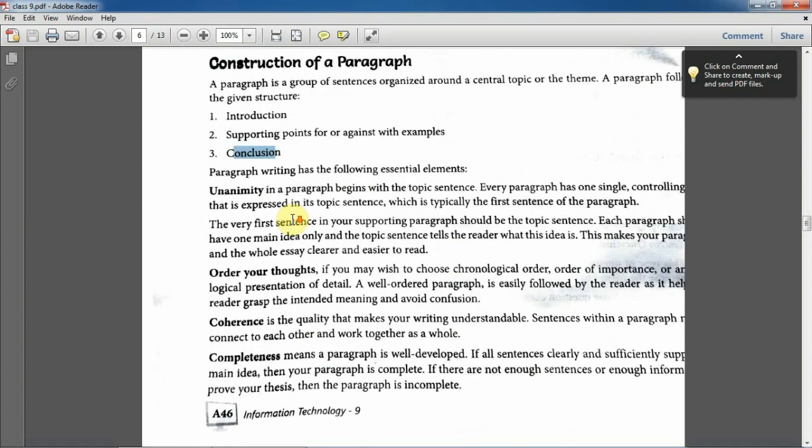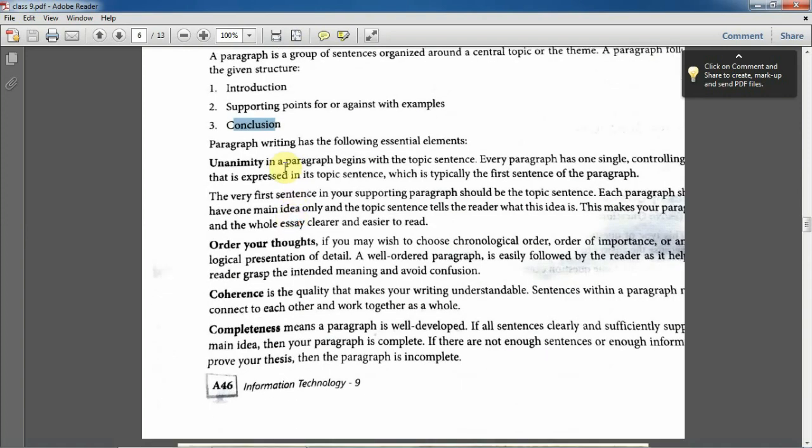Paragraph writing has the following essential elements. Unity: a paragraph begins with a topic sentence. So first you have to begin with a topic sentence, whatever topic is given. Every paragraph has one single controlling idea that is expressed in its topic sentence, which is typically the first sentence of the paragraph. For example, if the topic is an essay on computers, you have to write about the computer, or maybe the definition of the computer, what is a computer. Each paragraph should have one main idea only, and the topic sentence tells the reader what the idea is. This makes your paragraph and the whole essay clearer and easier to read.